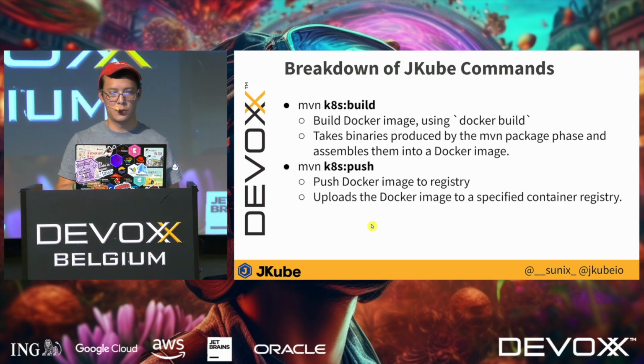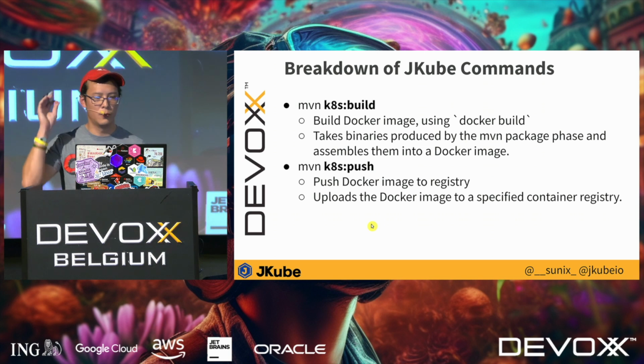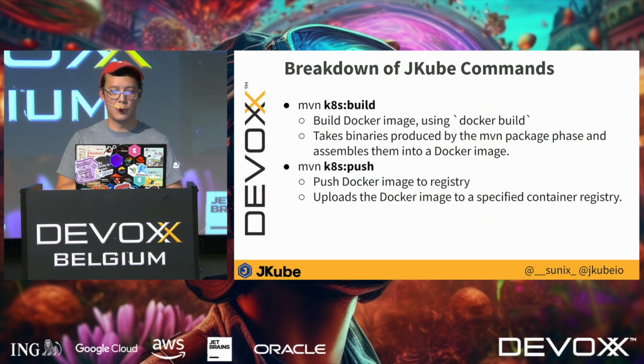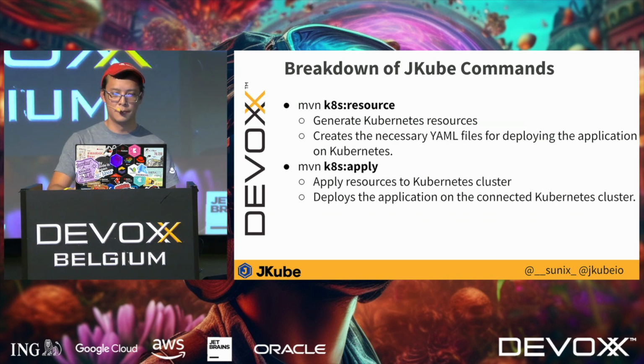Okay, so just to go into the details of each command. k8s:build is to build the Docker image. It would use what has been produced by the mvn package command and assemble everything to make the Docker image. It will use Docker behind the scenes, but you can also have some option to use Jib or anything else. k8s:push is to push the image to a container registry.